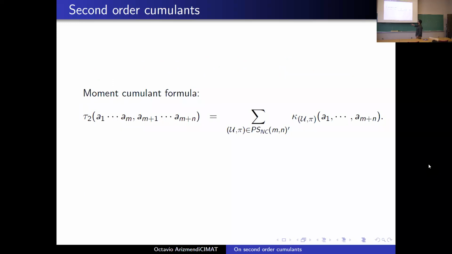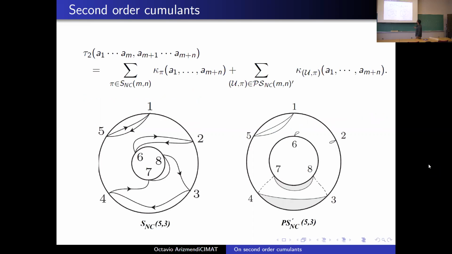And the moment cumulant formula for the second order version is just the sum, which here I explain. So basically, we have two types of diagrams. The first ones come in this form. This is called NCN, and it's just I need to have one block which is in both sides, like this one. And the other type is basically I have two partitions, one in each side, and I connect them.